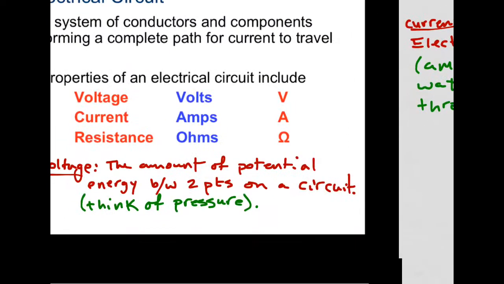Current is measured in amperes. No, I mean amps. Well, is that the same thing? Yes, those are the same thing. Amperes are the same thing as amps. Amps for short, denoted by A.